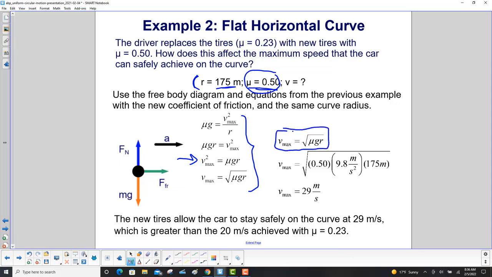And the nice thing about this, we've already done the algebra, so we can change the coefficient of friction and the radius of the curve to whatever we want. But in this case, we have 0.50. Here's gravity, that of course stays the same, and here's the same radius of curvature. We get a maximum speed of 29 meters per second. So the new tires allow the car to stay safely on the curve at 29 meters per second, which is greater than the 20 meters per second achieved with mu equals 0.23.